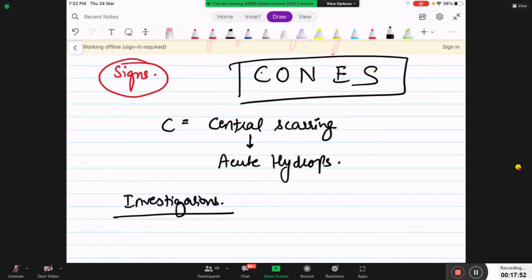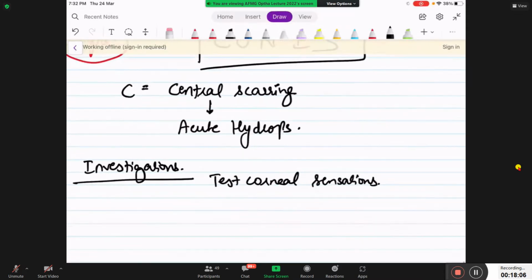Now write down investigations. You test the corneal sensations. Corneal sensations are checked with the help of the blink reflex. Can you tell me now, the blink reflex, the afferent pathway or the efferent pathway, is regulated by which cranial nerve?